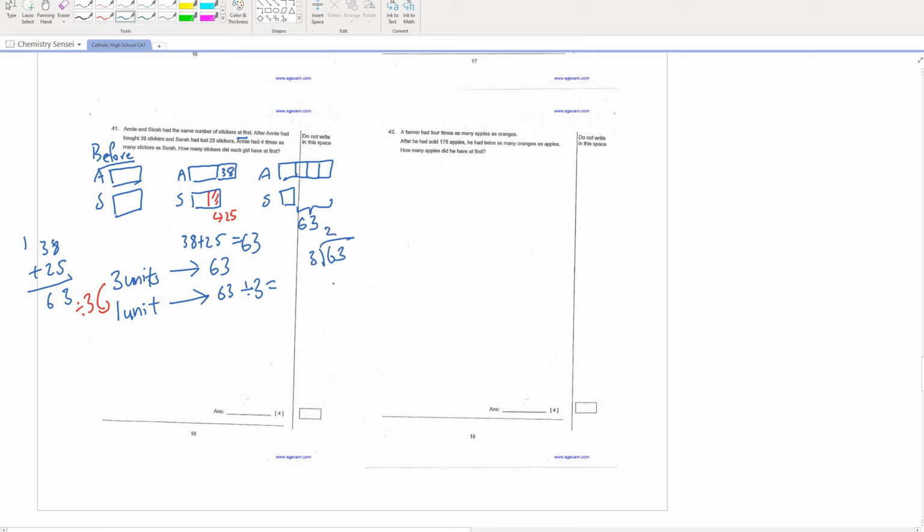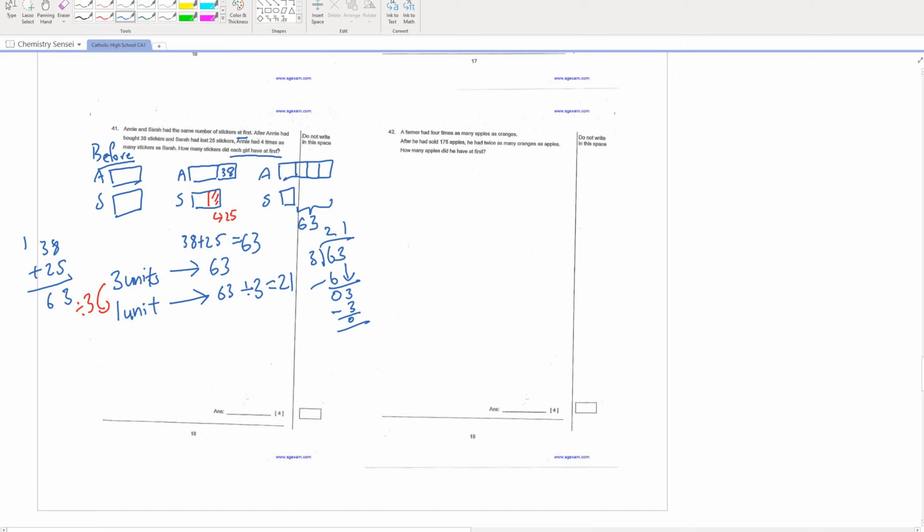3 times 2 is 6. Alright, then we bring down the 3. 3 times 1 is 3. So 3 minus 3 is 0. Alright, so we have 21 as the answer for 1 unit. Now let's take a look at the question. How many stickers did each girl have at first?